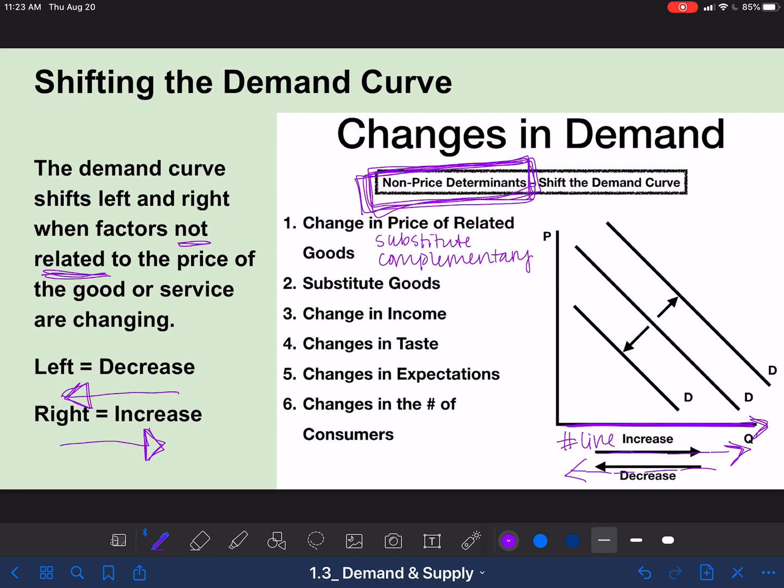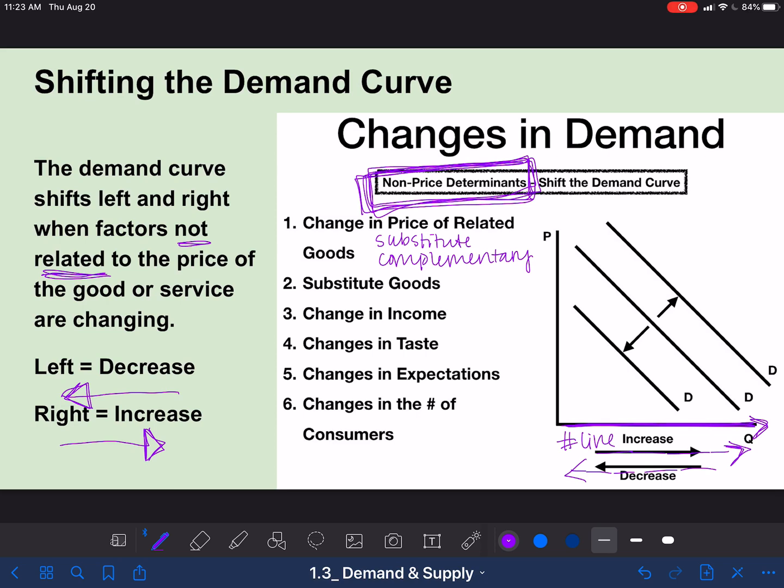Changes in taste. This is like what's super cool right now. So avocados are like really in right now. Everybody wants avocados. A few years ago, it was mason jars. You couldn't go anywhere without a mason jar being shoved in your face.